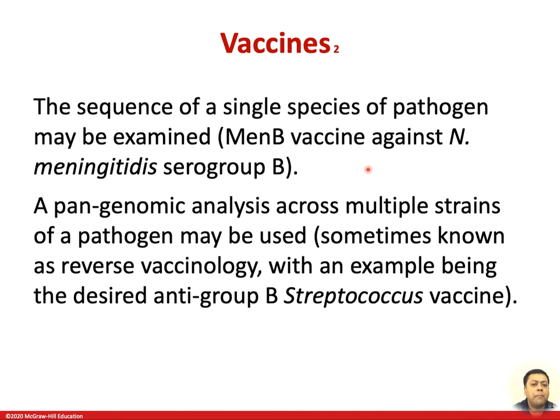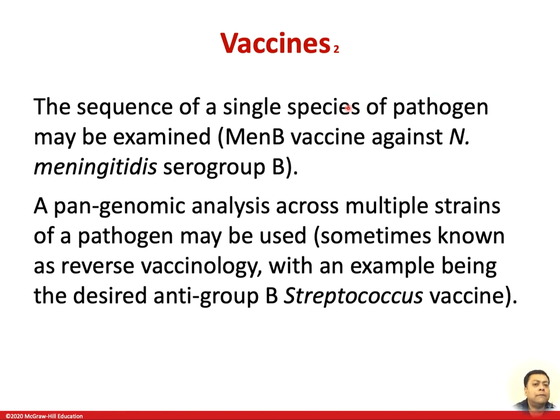For an example, there is a particular microorganism, Neisseria meningitidis, which has five serovariants, also called serovars, like A, B, C, D, E. Now, the vaccine against A, C, D, E was available for many years, but not for serovar B, which is also called Men B, serogroup B. Why is it so?